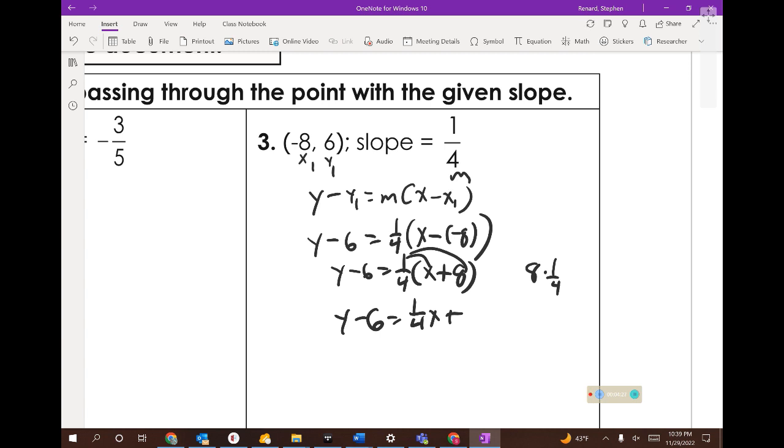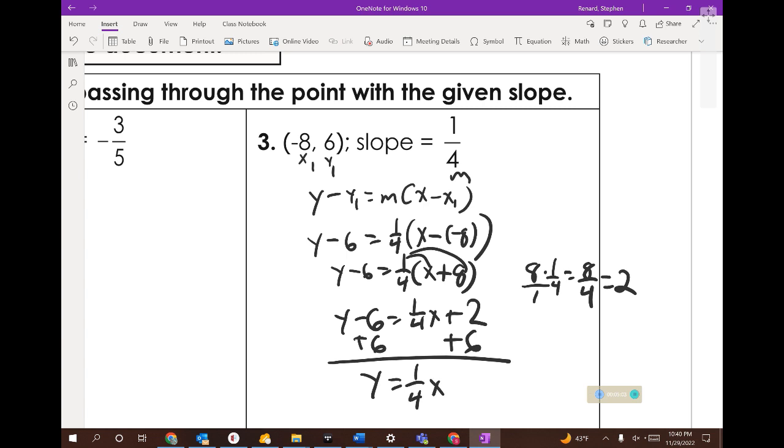So 8 times 1/4, how do we multiply a whole number by a fraction? Well, we turn our whole number into a fraction by putting it over 1. Remember, we can divide anything by 1, and it doesn't change its value. 8 divided by 1 is still 8. But now we have it in a fraction value instead of a whole number. Then we multiply across the top, multiply across the bottom, and reduce. We're then going to add 6 here to both sides. And we end up with y equals 1/4 x plus 8. Okay.